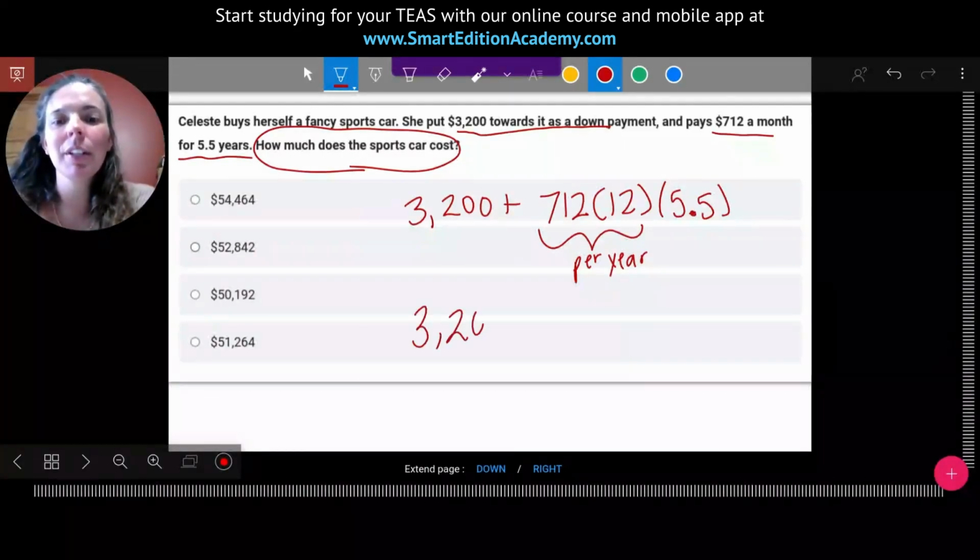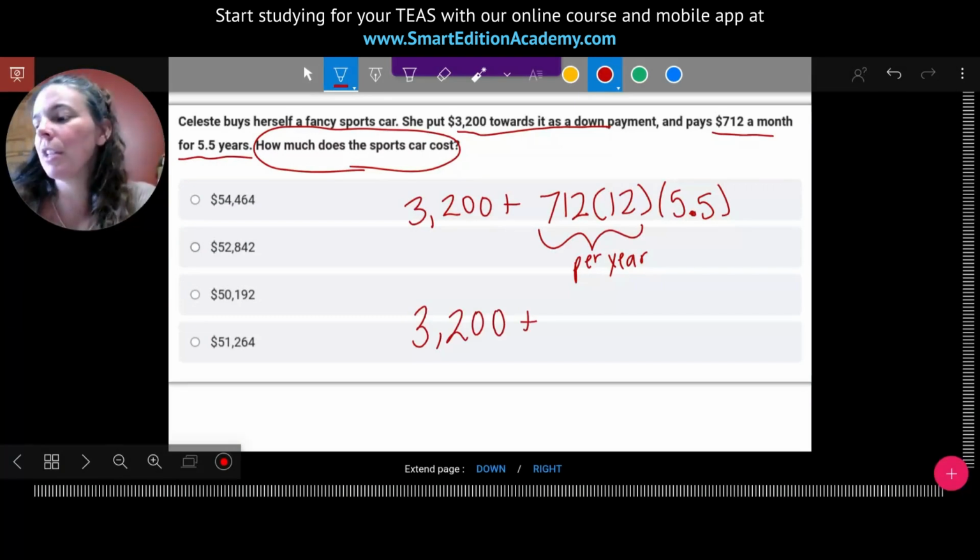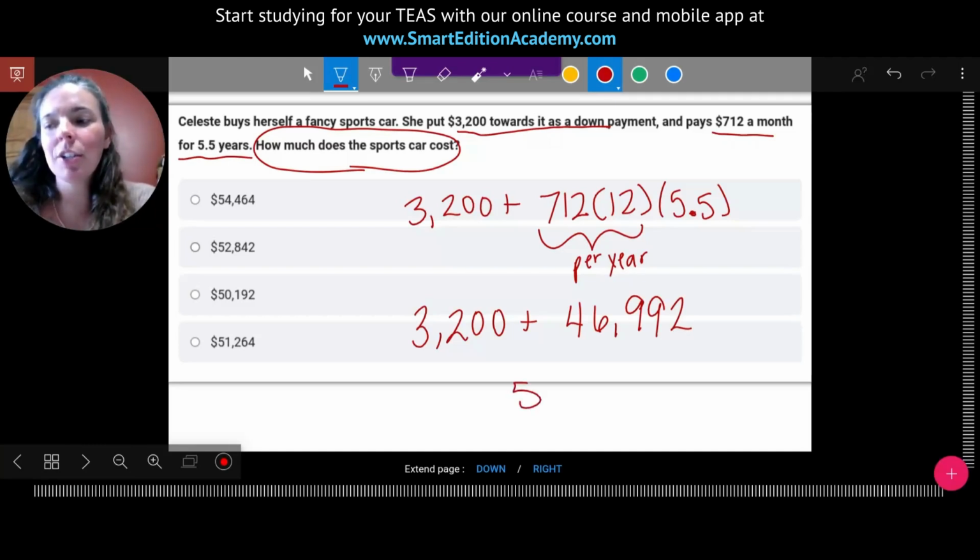We're going to use our calculator to do the multiplication first. So 712 times 12 times 5.5, I'm getting, let's see, 46,992. And then I'm going to add after that. So making sure we're still doing order of operations correctly. Multiplication first, now we can add, and it looks like I should get $50,192 as the total cost of her car.